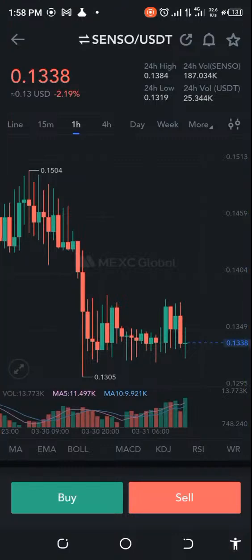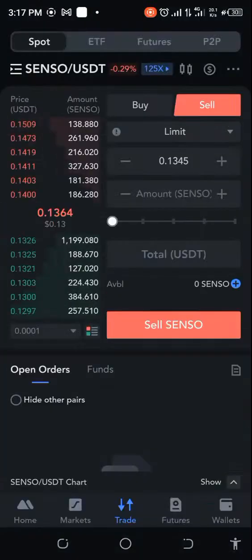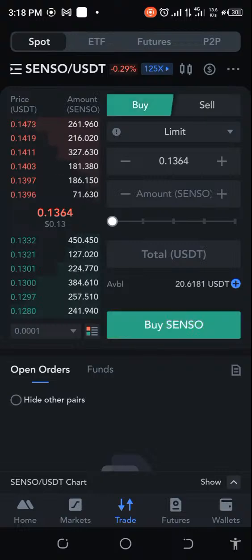But anyways, I'll give you the results. Let's see how it goes. All right, I'm back and it has already sold to USDT. Yes, Senso USDT is already sold. As you can see, Senso has been sold to USDT. I'm so happy. And what do we have here?